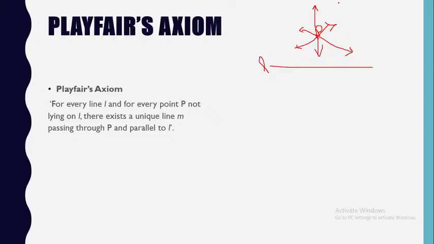Then draw a line which is parallel to L through the point P. So draw a line which is parallel to L passing through P. So can you draw? So how will this line be? It should be parallel to L. So how will it be? It will be like this only, no? So did you get a line like this? Everybody? Everyone got?